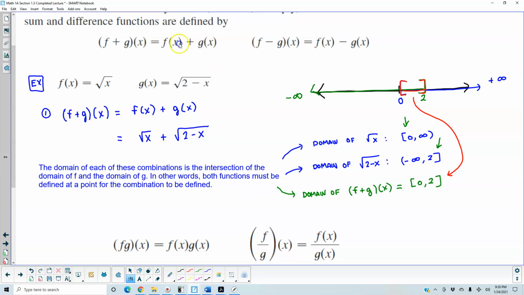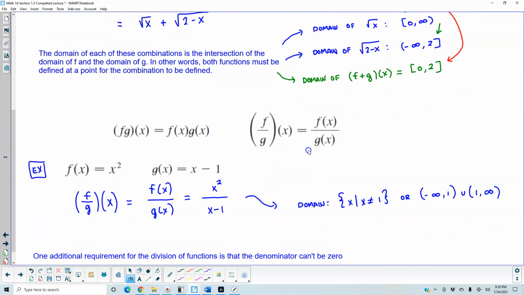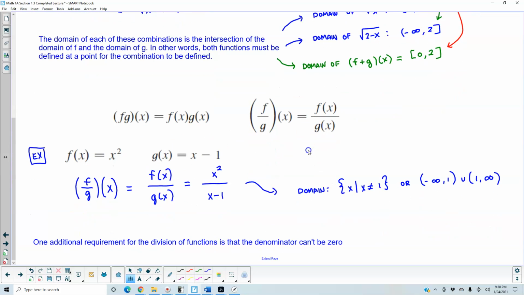Now, it works for the addition, for the subtraction, and for the multiplication. But now when we get to division, we need to be careful with one thing. And that one thing is if the denominator is 0. So if we take a look here, we have f of x, which is equal to x squared, g of x, which is equal to x minus 1.